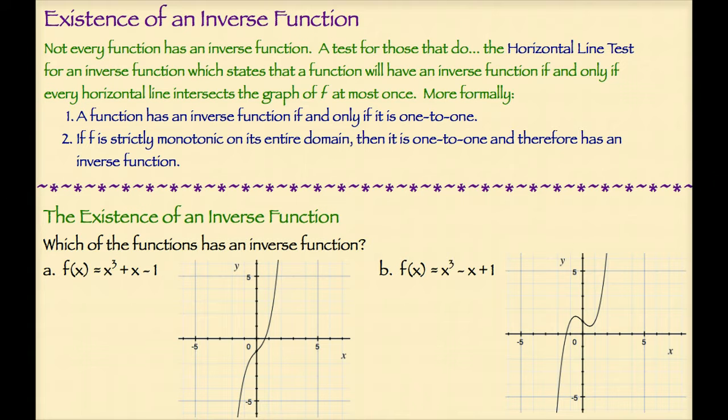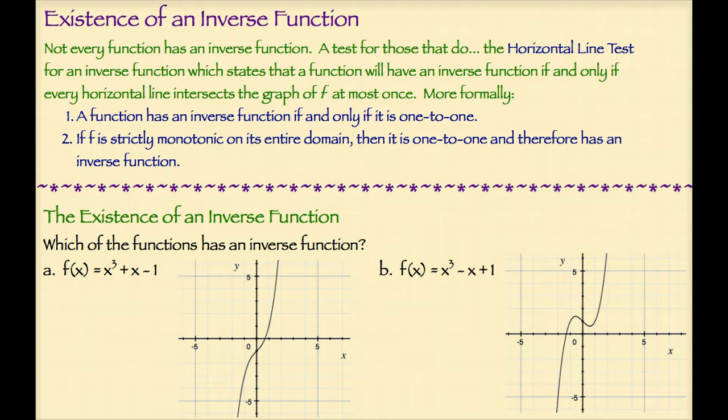As it happens, not every function has an inverse function. A test for those that do, the horizontal line test for an inverse function states that a function will have an inverse function if and only if every horizontal line intersects the graph of f at most once. More formally, a function has an inverse function if and only if it is one-to-one. A function is one-to-one if for every x value there's only one y value and vice versa. Furthermore, if f is strictly monotonic on its entire domain, then it is one-to-one and therefore has an inverse function.